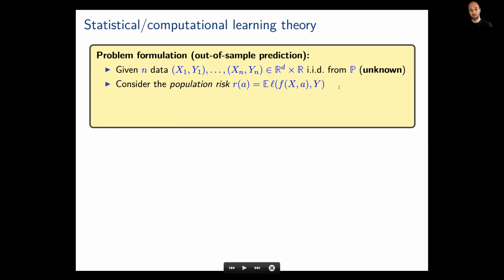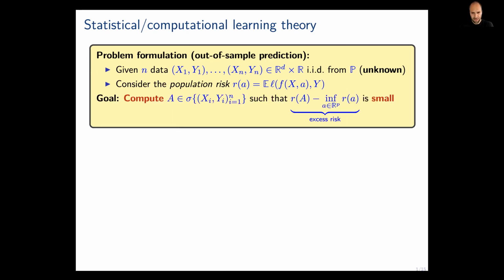So if we define this notion of population risk, what we care about in machine learning is the task of minimizing the excess risk, namely the deviation of the algorithm, the estimator A that we can compute, we can come up with as a function of the data, with respect to the best possible estimator in our function class. So what does it mean to compute? What does it mean for the excess risk to be small? There are well-defined notions of optimality.